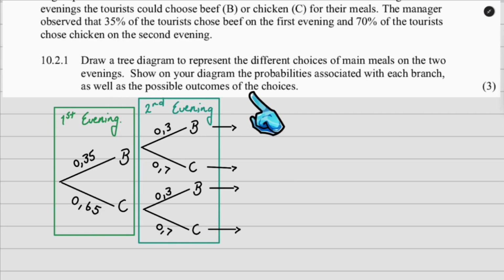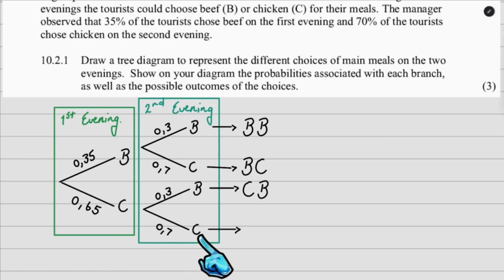And now there's one last thing left to do. We need to state the possible outcomes of the choices. So how we do that, this branch that goes here, we just listed as BB, beef beef. I chose beef on the first evening and beef on the second evening. And then for the second branch, that's going to be beef chicken. It has to be in the right order. So this one's going to be BC, which is short for beef chicken. Okay, if we follow this branch, we're going to get chicken beef over here. And this last branch will give us chicken chicken.